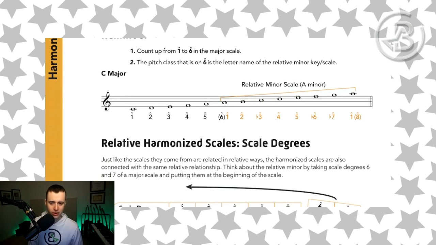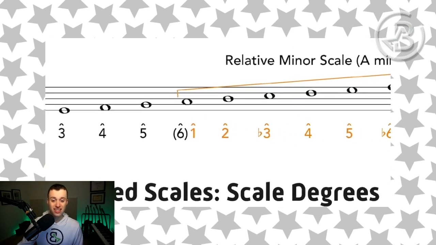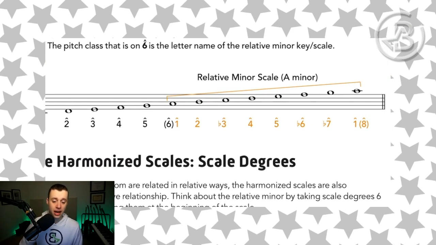So for example, if we take a C major scale and we count up to scale degree 6, and then we think about scale degree 6 as scale degree 1, and then we go up an octave using all the same notes from the C major scale, we're going to get an A natural minor scale. So we start on C, we go C, D, E, F, G, A, that's scale degree 6, and then we pretend now scale degree 6 is scale degree 1, and say A, B, C, D, E, F, G, A, and that's going to get us our relative minor scale, which is going to be an A natural minor scale.